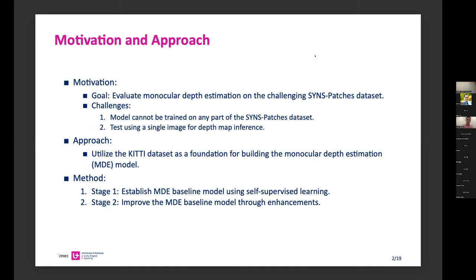Our goal is to evaluate the model on the challenging SYNS-Patches test set. We face some constraints: we cannot train on any sample of the SYNS-Patches dataset, and during inference time we can use only a single image. So our approach is to use monocular depth estimation based on self-supervised learning on the well-known KITTI dataset. Our method consists of two steps. In the first step, we establish a baseline model based on self-supervised learning. In the second step, we improve the baseline model based on several observations.